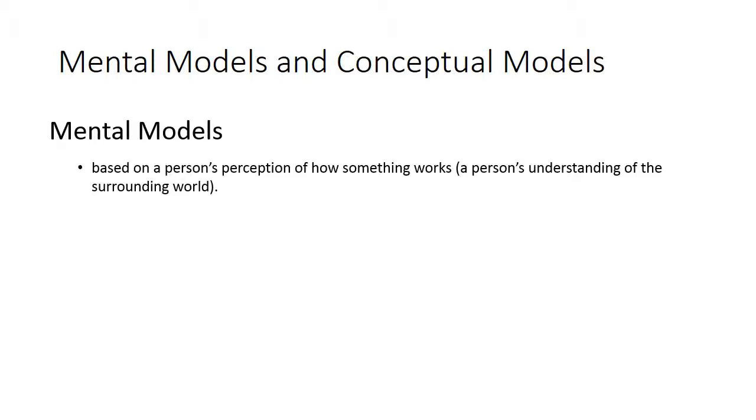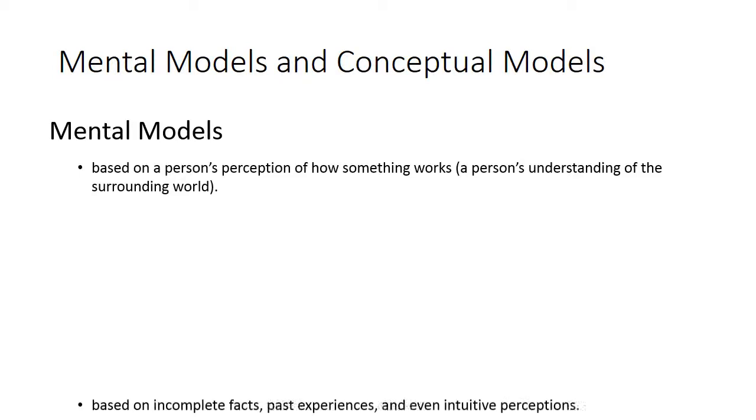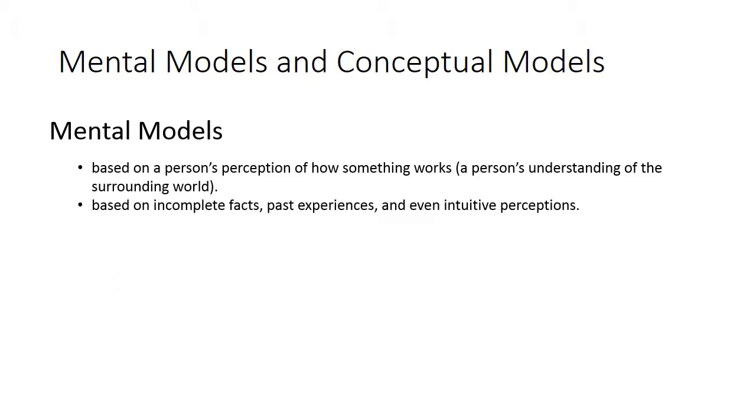They are based on our perceptions and our experiences, and basically they give us clues when we see something new, something we haven't seen before. Our mental models give us a way to start to think about how to use that item. Now, mental models are not universal. Your mental models are different than my mental models, and mental models are incomplete.